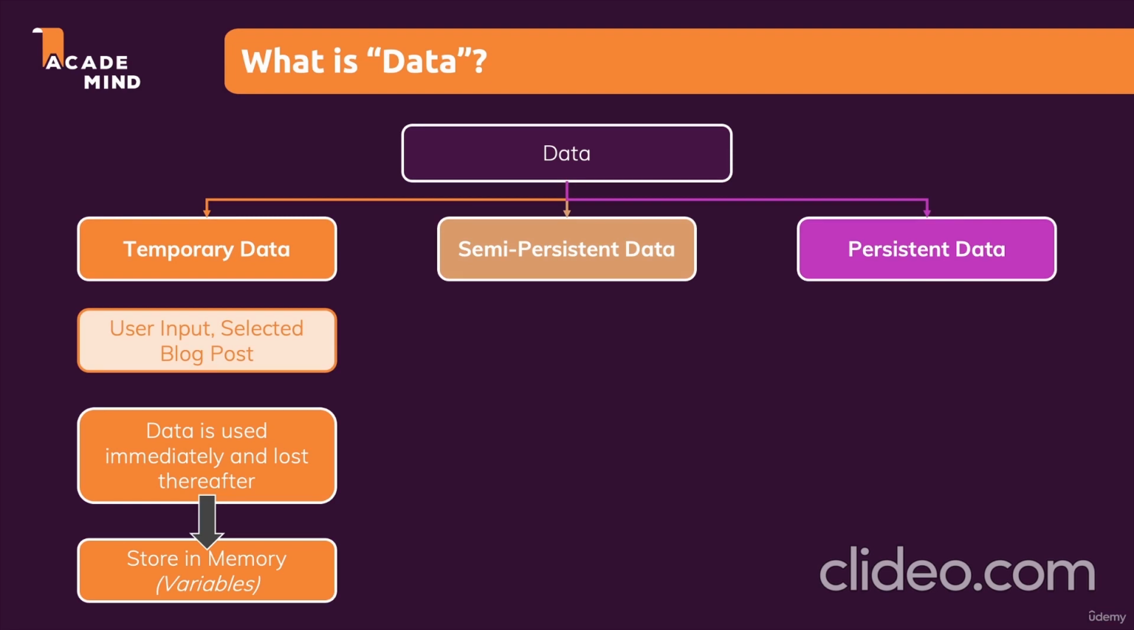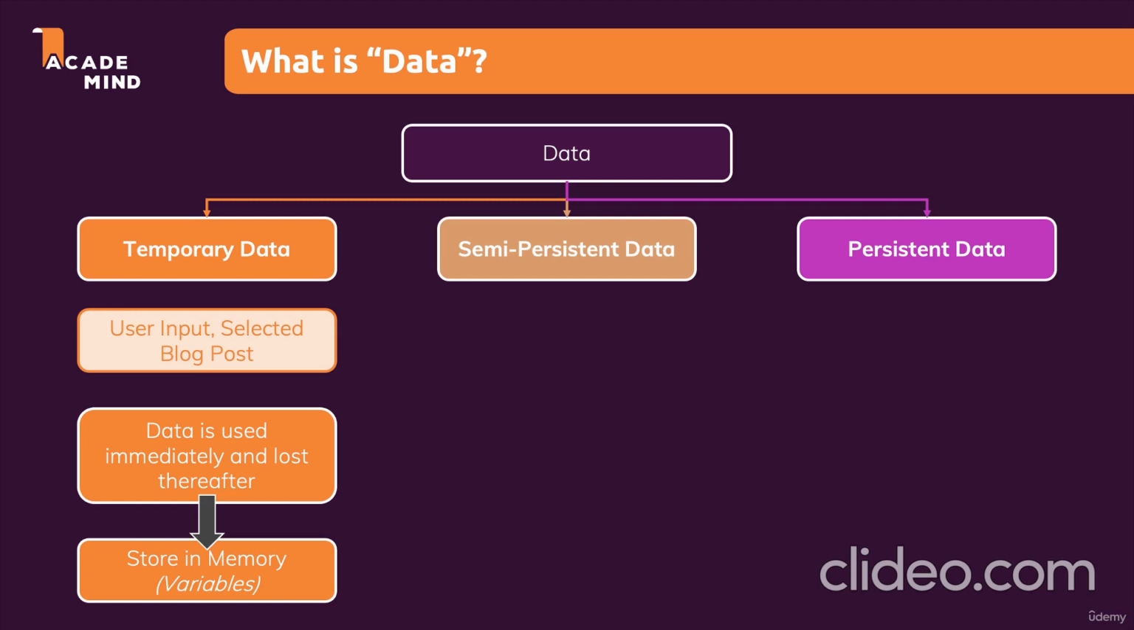And this kind of data is important, and that's actually the kind of data we worked with thus far in the course, because we only worked with variables up to this point. Now, the problem is that not everything should be temporary data.